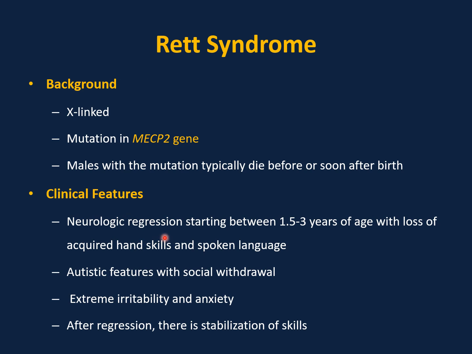Clinical features: the neurological regression, as we mentioned in the case, starting between 1.5 to 3 years of age, with loss of acquired hand skills and spoken language. So the child was speaking, then starts to lose these skills and not to speak anymore, or not to be able to use the hand skills anymore like before. Autistic features with social withdrawal, like in this case she was not having eye contact. Extreme irritability and anxiety. After regression there is a stabilization of skills afterward.